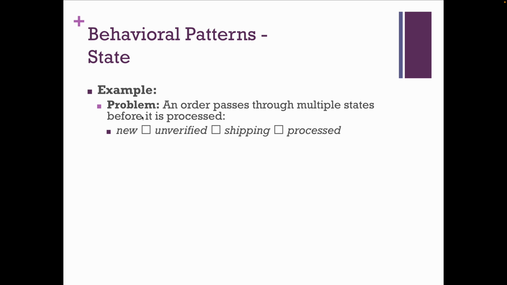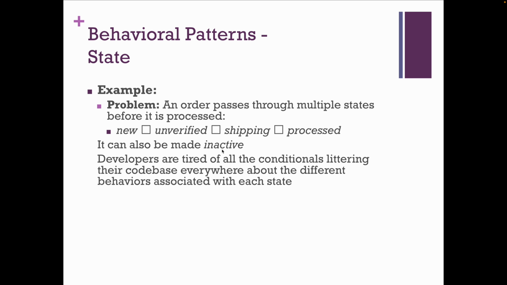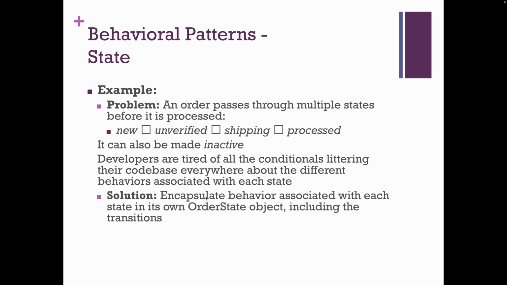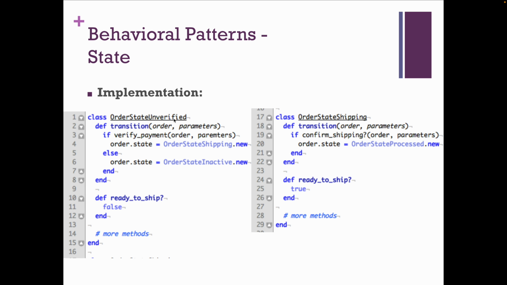Let's just say, I worked at a company in the past that had orders that started new and then became, I think, verified, then shipping and then processed. And then they could also become inactive. So yeah, developers had tons of conditionals in the code. That's how we had it before doing the state pattern. And then I basically encapsulated the behavior of every state in an order state object subclass. So there's an order state superclass, and then there are different subclasses for every state. So there's an order state unverified, order state shipping, etc. This one says the ready to ship method returns true for it. This one returns false.